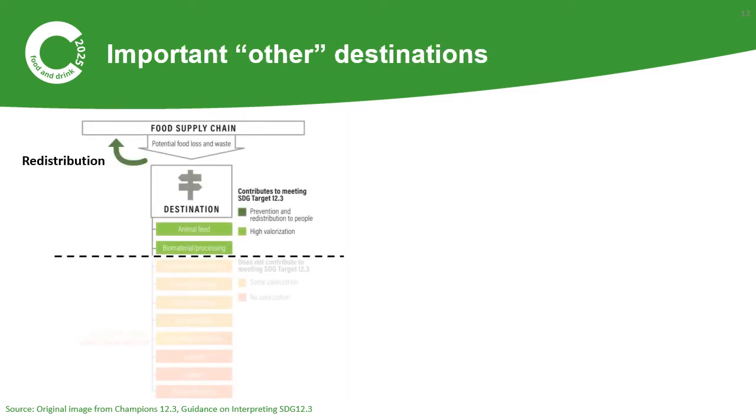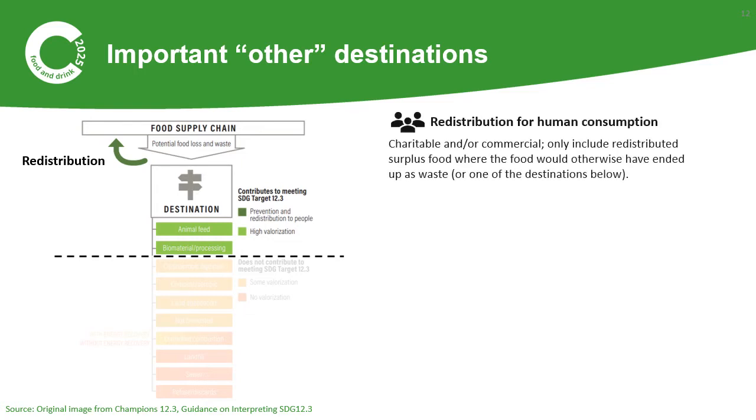So just to give you a bit more detail about the destinations above the line, so the non-food waste destinations. Firstly, the priority if you have surplus food that you can't sell through your normal channels would be to keep that in the human food supply chain, wherever possible, which was the original intention for the food, through redistribution. And that could be through charitable or commercial means. It's important to include in your food waste reporting template only food that would otherwise have ended up as waste under this destination, and where you're redistributing it to prevent it going to waste or to one of the other non-food waste destinations here.